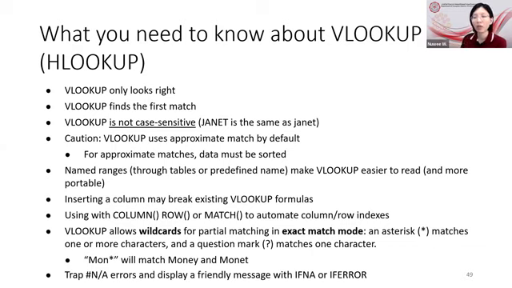Okay. You can also use other functions, such as COLUMN, ROW, or MATCH to automate the row and column index to be more flexible. Instead of counting, you can just move using column or row. Okay. VLOOKUP also allows wildcards. That means you can do partial match in the exact match mode only, using the wildcard characters. Asterisk means one or more characters.